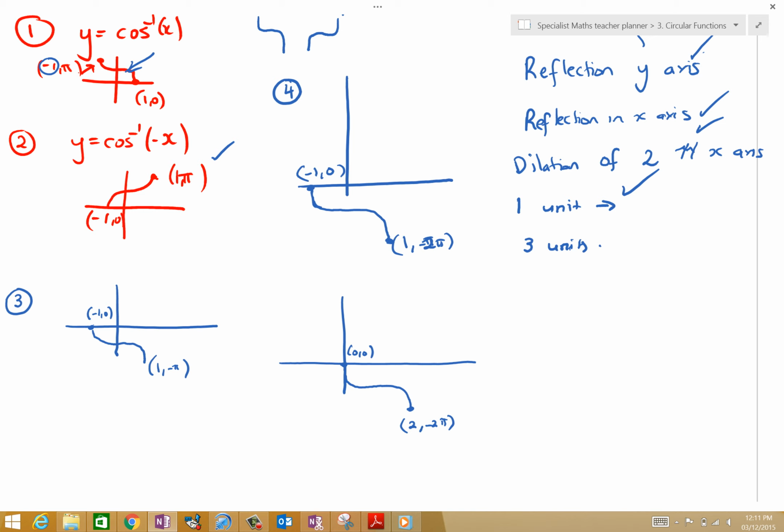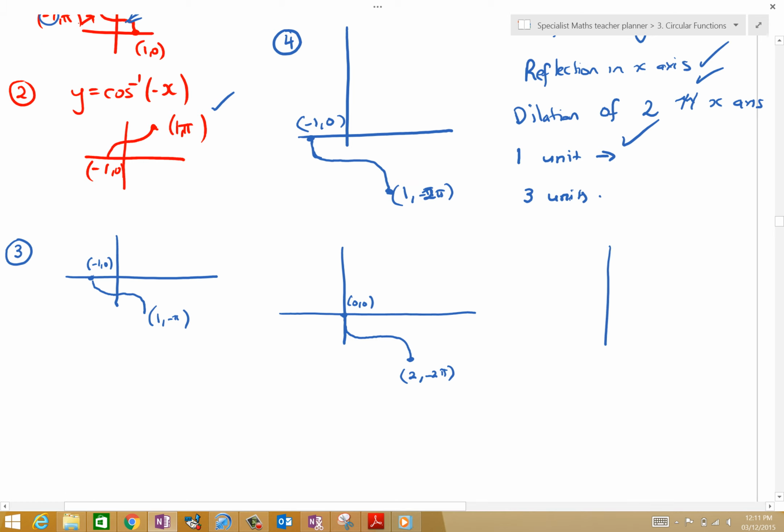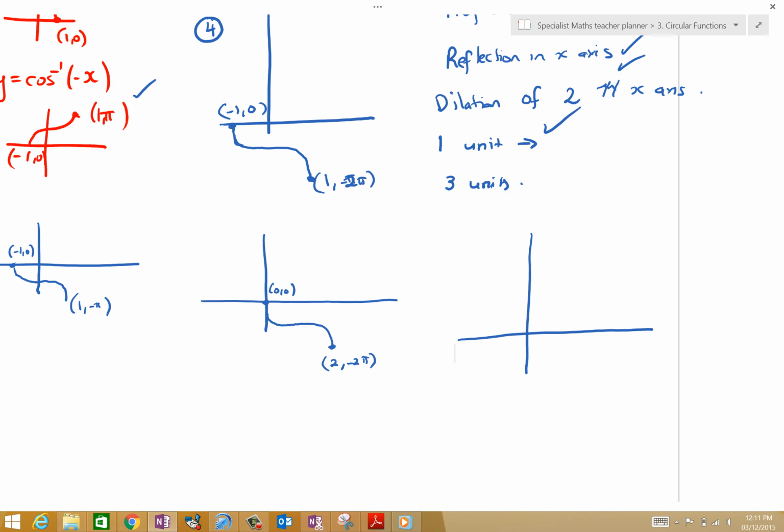So now we're looking at the graph, our final graph. Our final graph is going to look something like this. 3 units up. So let's say 3, 0.